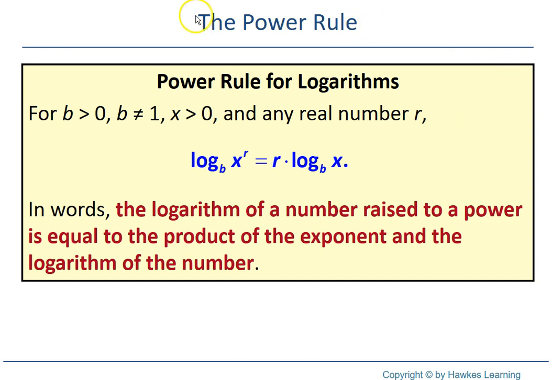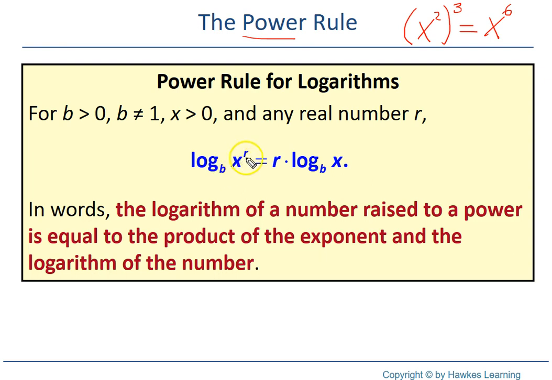Now, we're going into what is called the power rule. And what we're building up to here is actually solving equations with logarithms, and we'll need these rules to operate how we solve these equations. Now, if we had x to the second raised to the third power here, this is the power rule. We don't add the exponents here. Here we multiply the exponents. This would be x to the sixth.